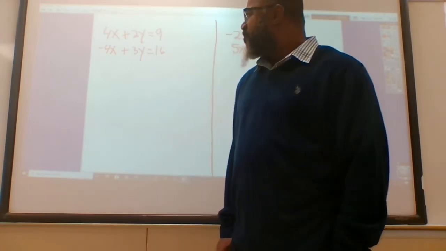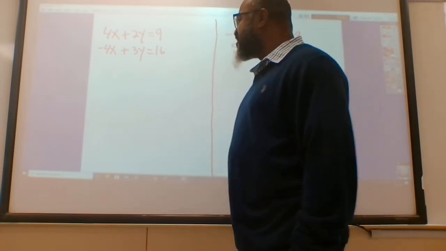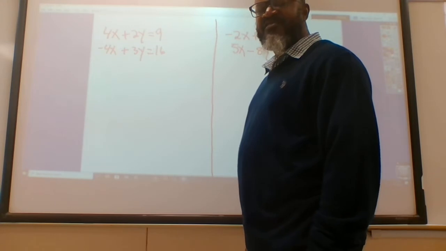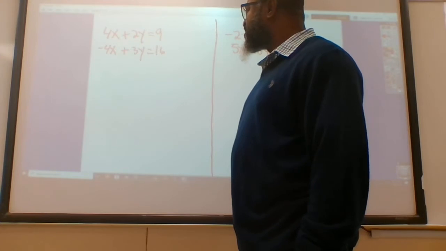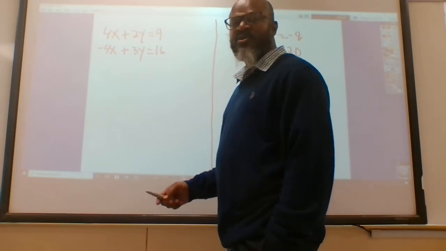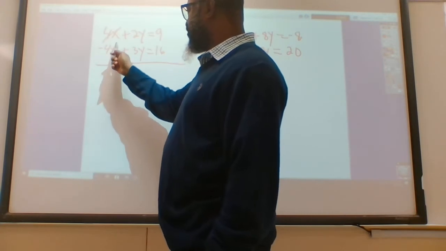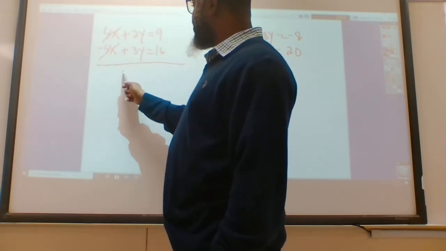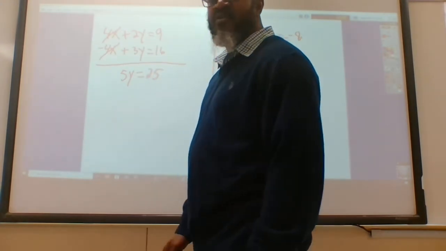I have a couple of problems on the board. When you're using the elimination method or linear combination, your goal is to have one of the variables cancel out. In this case, the first equation is 4x plus 2y equals 9, and the second equation is negative 4x plus 3y equals 15. I can see the x terms cancel each other out, so that's what I will do. The 4x cancels with the negative 4x, and you end up with 5y equals 25. Then I can solve for y.